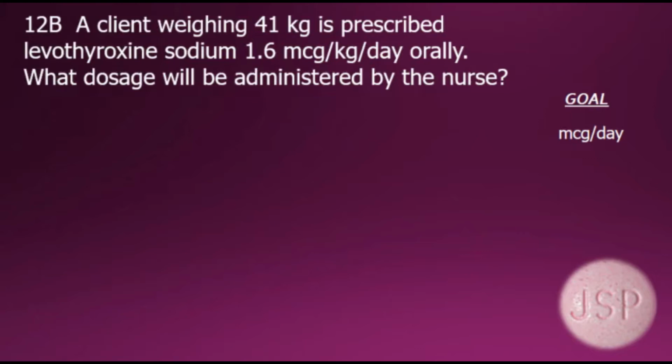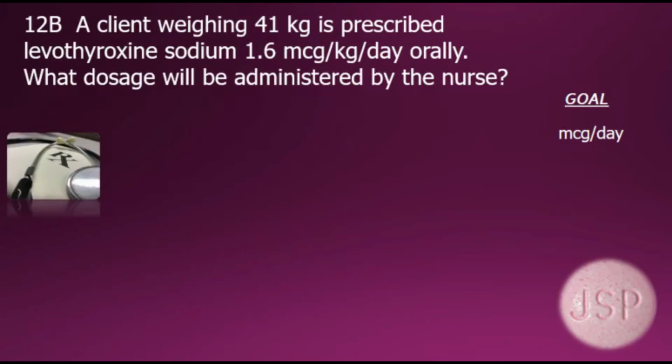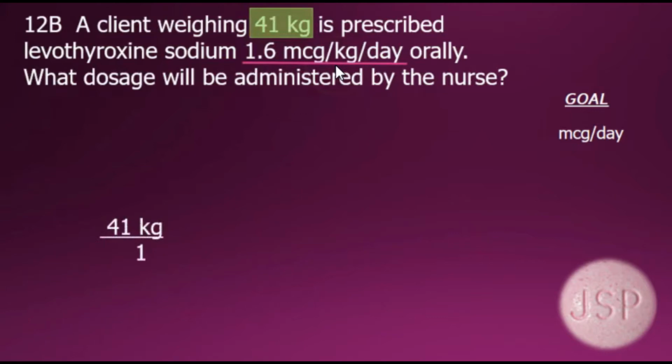To begin any pharmacology problem, we start with the doctor's order. And the doctor's order given here is in micrograms per kilogram. To determine the correct dosage, we need to start with the patient's weight and then use the doctor's orders to determine the total amount of medication to be administered. So shown here is the patient's weight, 41 kilograms, expressed as a fraction with a denominator of 1.